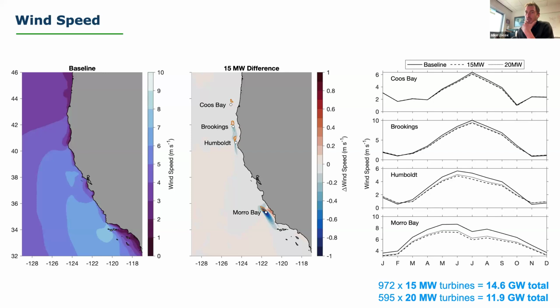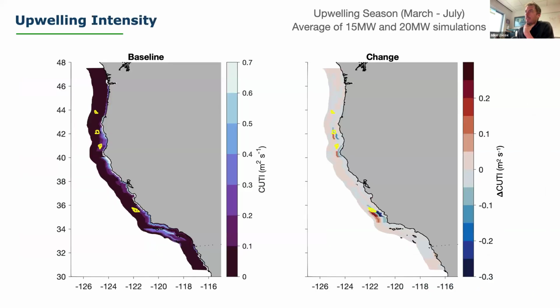All right, so I'm going to move into the oceanography now, and I'll walk through about 4 plots that look like this, moving from the physics to the biology. So for each of them, I'm plotting the baseline case again on the left and the change on the right. Just for the sake of consolidating the results, I'm showing the average of the 15 and 20 megawatt simulations, which also helps us look for impacts that are consistent across the two. And then I'm focused here for these results on the upwelling season, which I'm approximating as March to July. But of course, we can look at this for the whole year or other seasons.